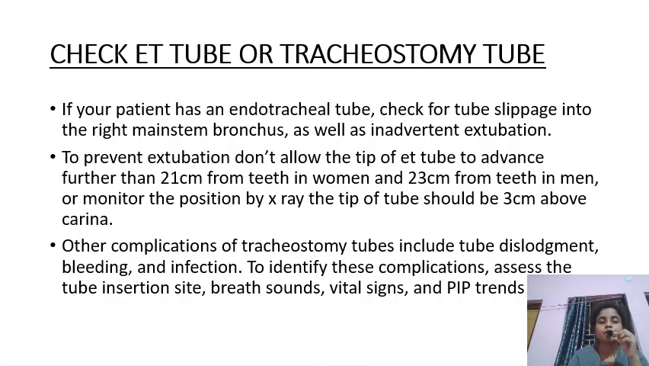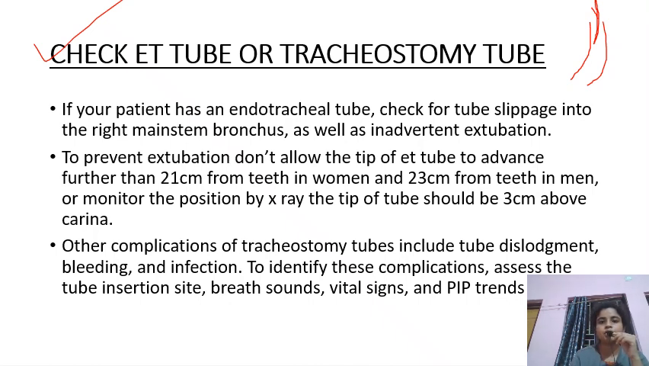Then this is very important: check the ET tube and the tracheostomy tube. Always, while in the ICUs, check the ET tube placement. The ET tube should not go too far inside, otherwise it will go towards the right side, because the right bronchus is more straight, so the ET tube can get into the right side and the left lung can get collapsed.